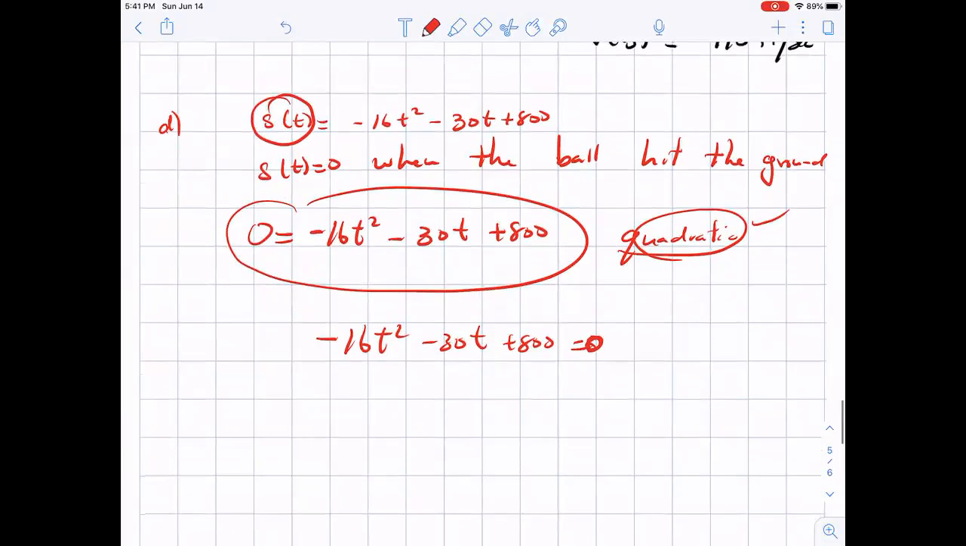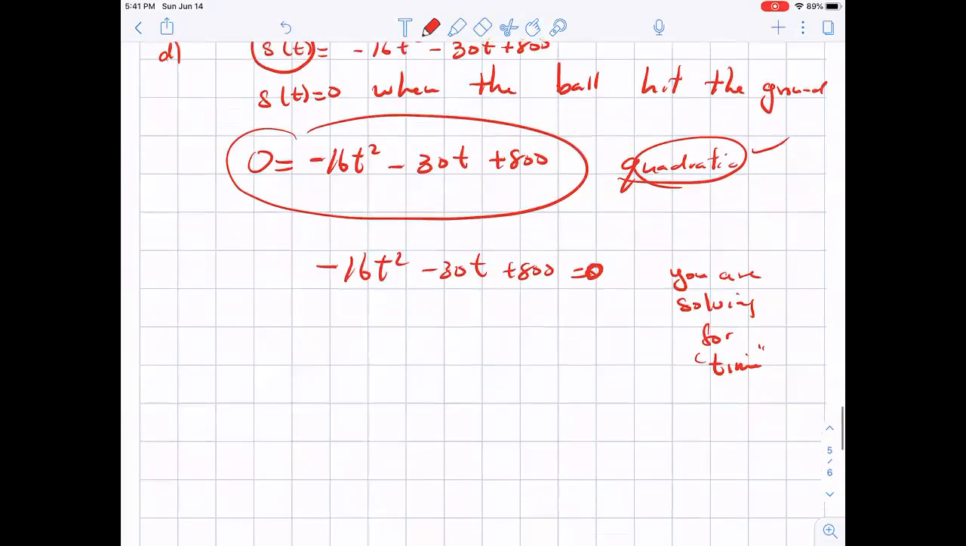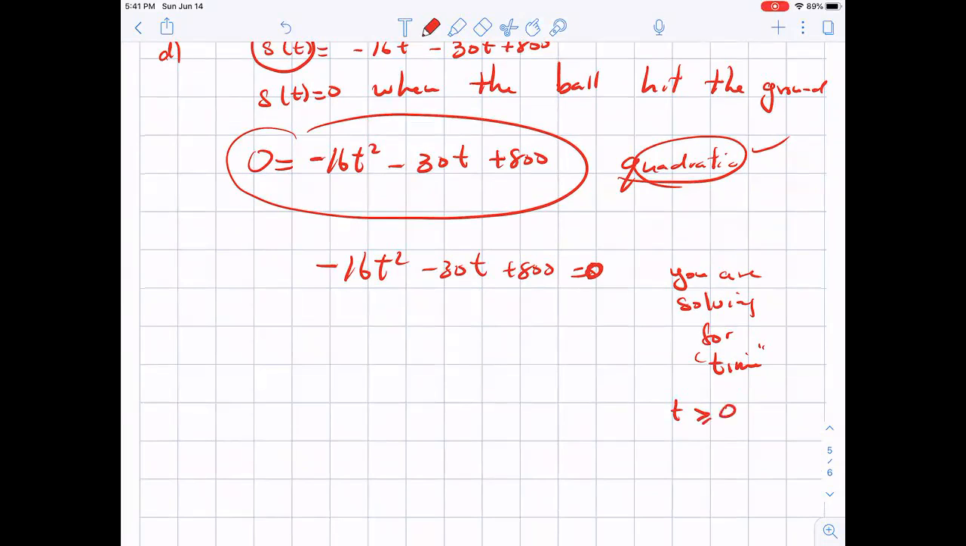You should be able to solve this. Now be very careful. You are solving for time. So time must be greater than or equal to 0. If you happen to get a negative value for time, you will have to throw it out. I'm sure you can solve the quadratic.